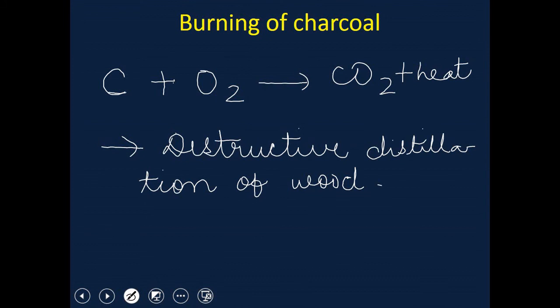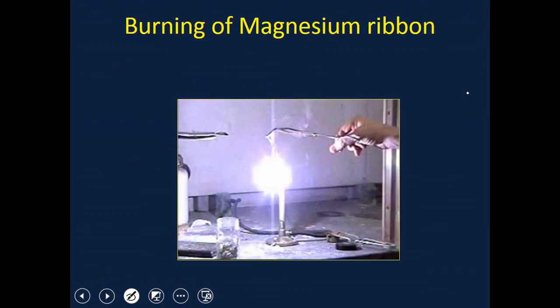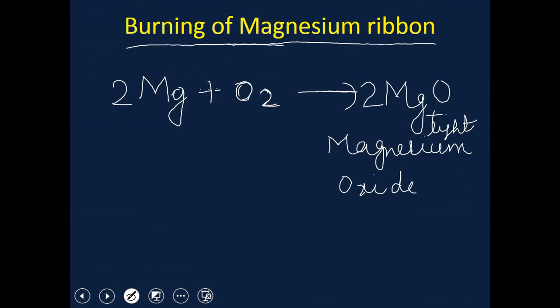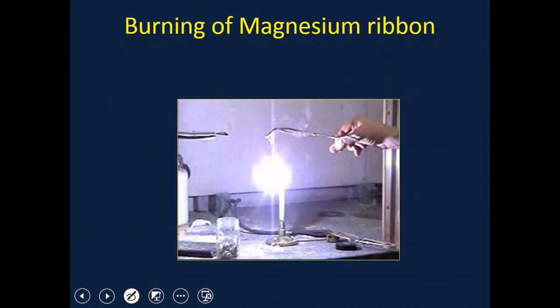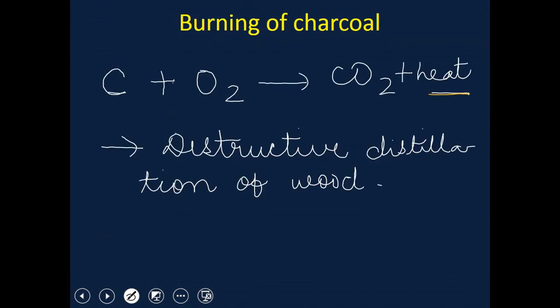So during the burning of charcoal, we have seen that heat is produced. And during the burning of magnesium, just now we have seen that light was produced. I'm underlining this light here. Here I am underlining the heat.